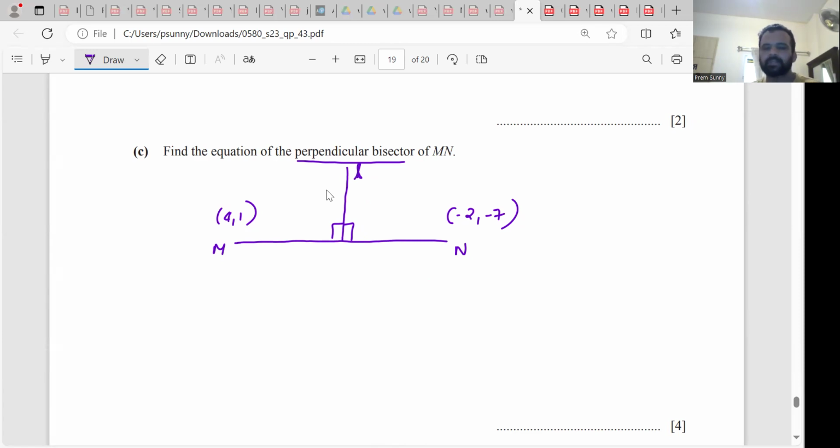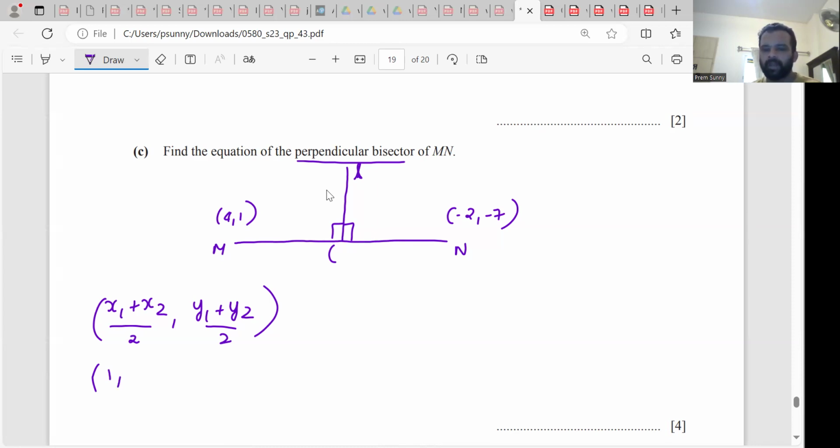For the perpendicular bisector, I need to find the midpoint. We know the midpoint formula is x1 plus x2 divided by 2, comma, y1 plus y2 divided by 2. This is the formula for midpoint. x1 is 4, x2 is minus 2. 4 minus 2 is 2, 2 divided by 2 is 1.